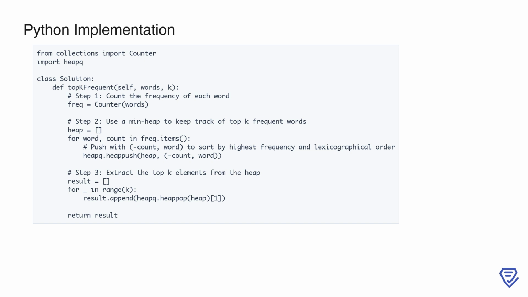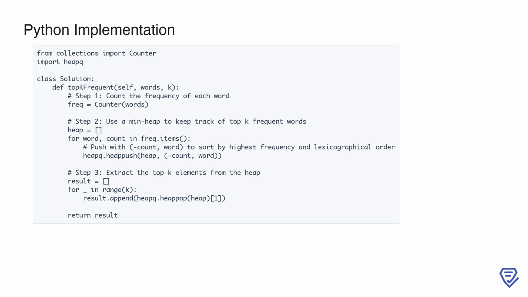Step 2. A min heap is used to maintain the top k frequent words. Each entry in the heap is stored as a tuple, (-count, word). The negative count ensures that the heap organizes by highest frequency instead of the default smallest value. Additionally, Python's heap automatically resolves ties by comparing the second value, the word, lexicographically. For example, pushing (apple, 2) and (banana, 1) results in heap equals (-2, apple), (-1, banana).